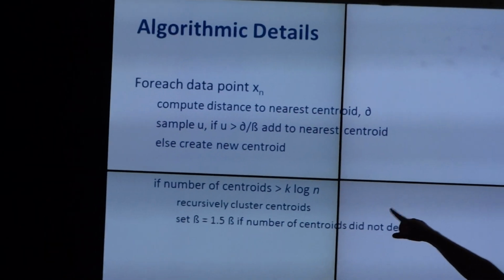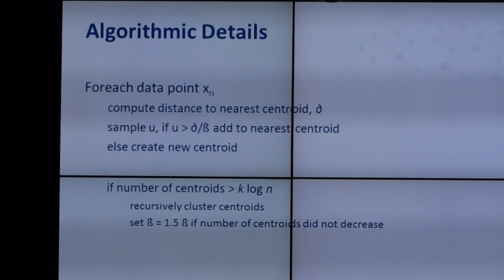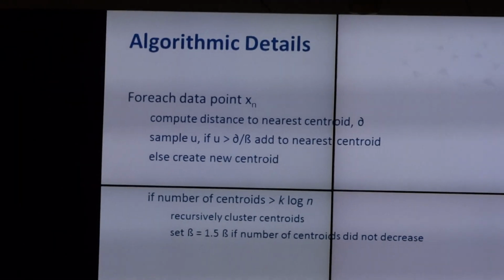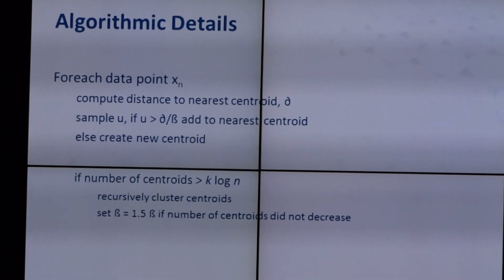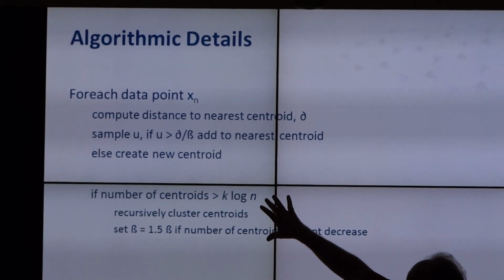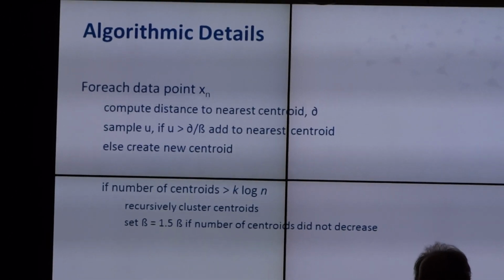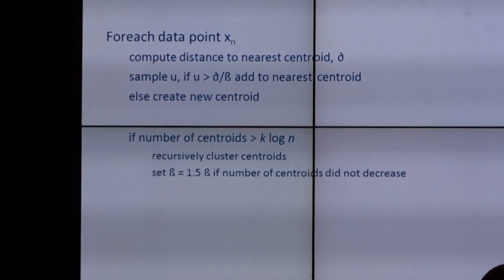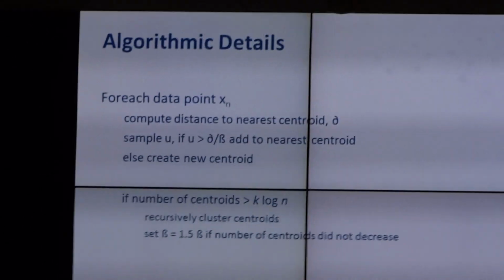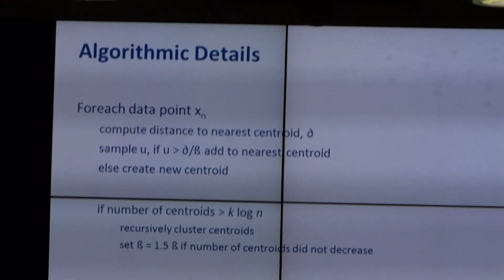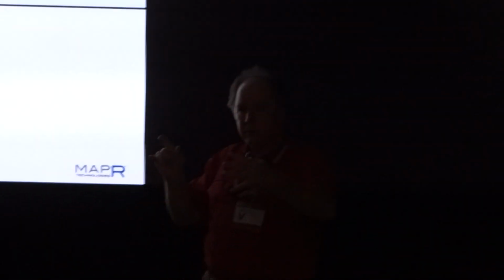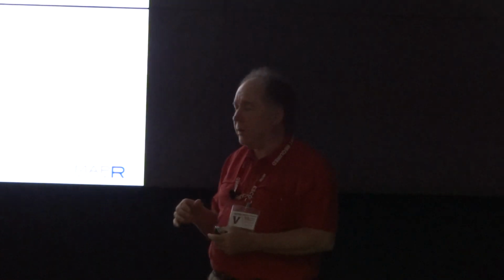Now we only needed one if there, so if this uniform random deviate is greater than delta over beta, then we make a new cluster. Otherwise we add to the nearest, or we create a new centroid. And if the number of centroids gets bigger than k log n, where n is the number of data points so far, then we will recursively cluster the centroids with the same threshold. And if the number of centroids collapses in that clustering, cool. If it doesn't collapse, we increase the threshold a bit so that we start getting this collapsing operation.